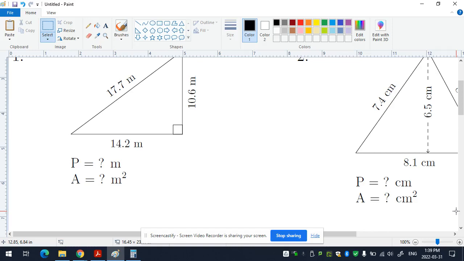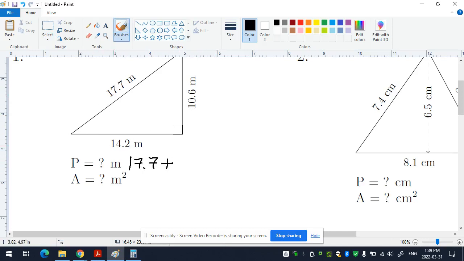What's the perimeter here? Do you have the 3 sides given or shown to you? You have to, because otherwise, how are you going to add the perimeter if you only know 2 sides? If you can't add 3? So here, that's easy. We're just going to do 17.7 plus, and it doesn't matter in what order.